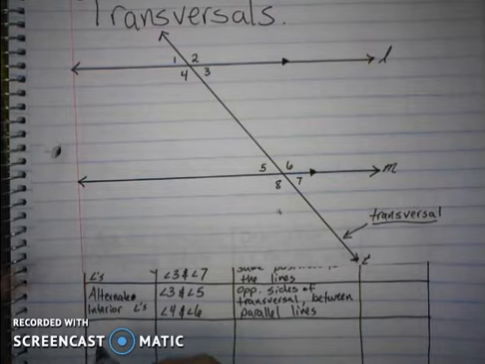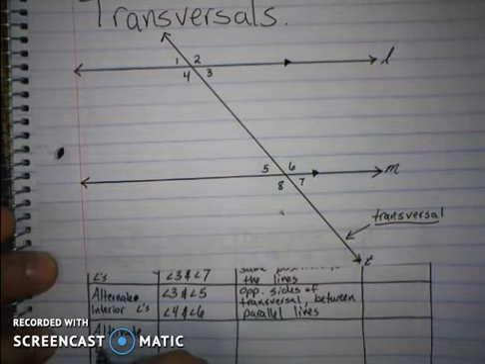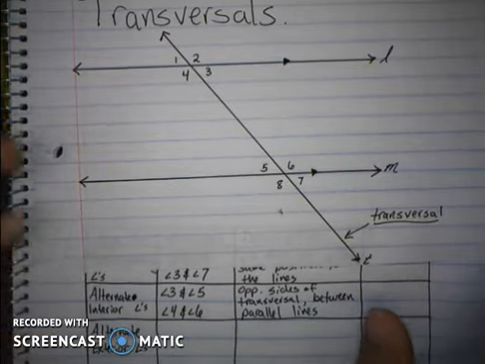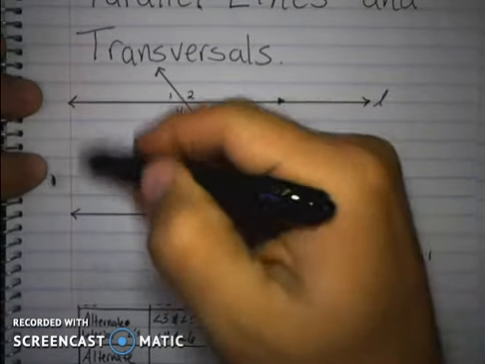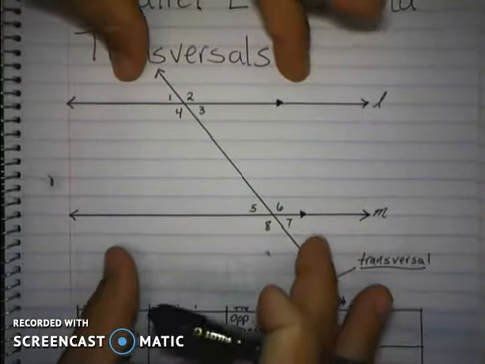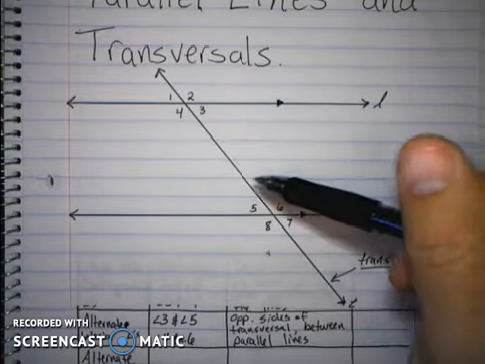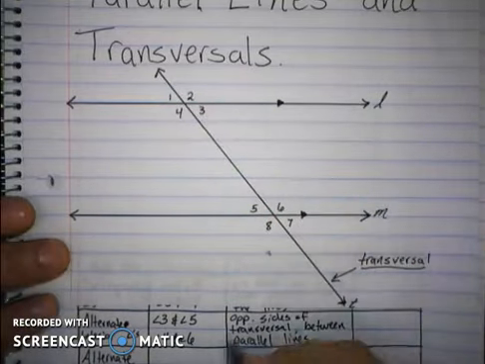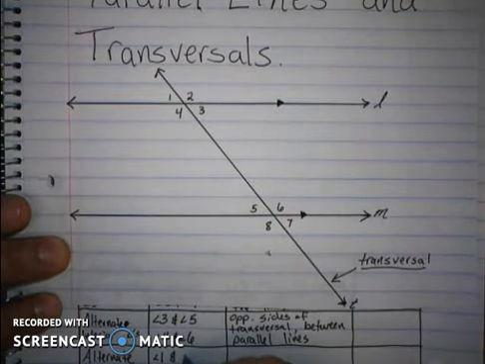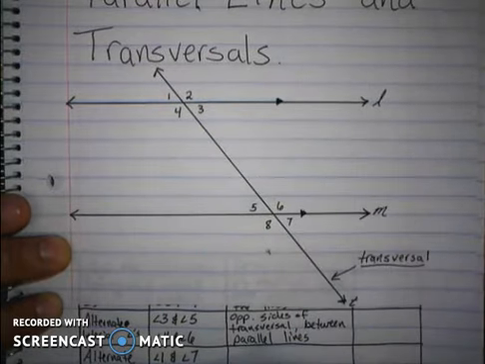All right, so another angle pair we could have are alternate exterior angles. I'll give you some examples of those. Okay, we just talked about the interior being inside here. The exterior would be anything outside of these lines. And alternate, again, they're going to be on opposite sides of that transversal. So 1 and 7 are alternate exteriors, but then so are 2 and 8.